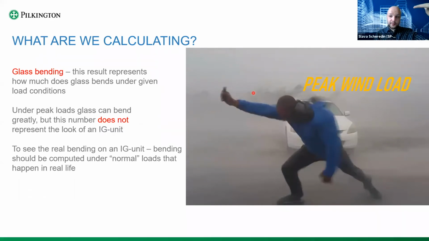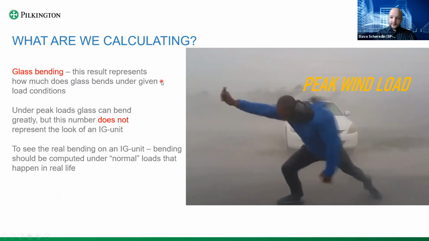But if we calculate the wind which is happening once per 50 years, and look at the bending, we will never get a correct picture for understanding how our facade will be looking in real life. Because maximum wind usually looks like this. When you are blown away, you will not be looking at the facade at this time, of course, and saying, too much bending. No.